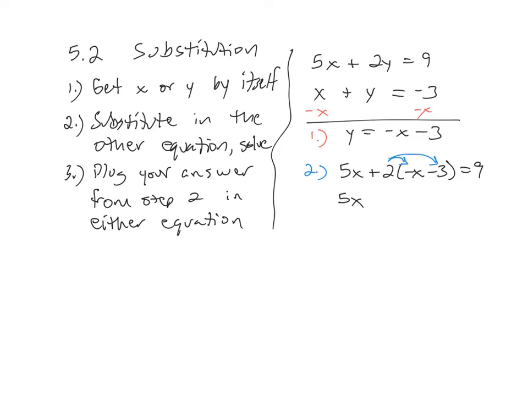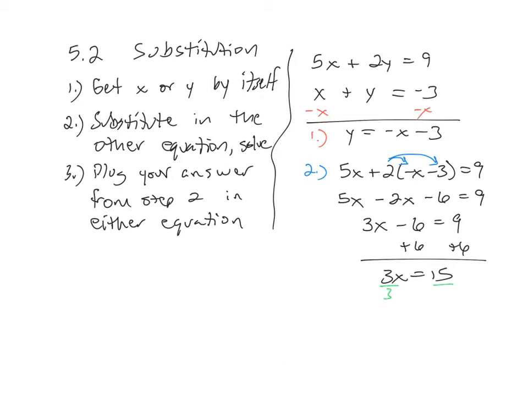5x, 2 times negative x is negative 2x. 2 times negative 3 is negative 6. I can combine the 5x and the 2x, so 5 minus 2 is 3x. And then add 6. 15. Divide by 3. Excuse me. So x equals 5. All right, so step 2 done, but you can see that's the biggest work.